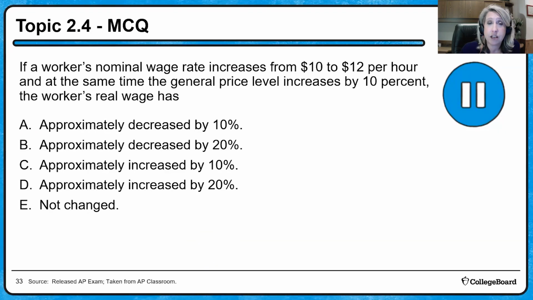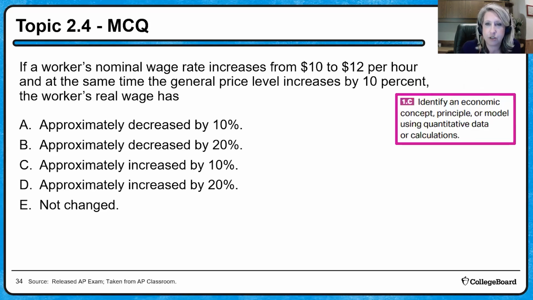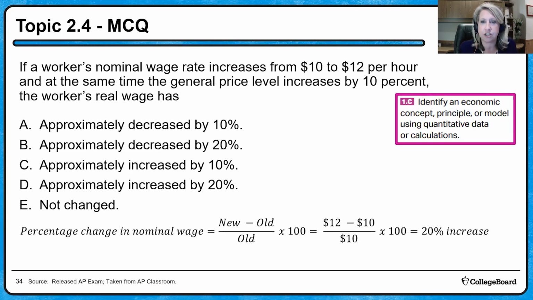Okay, so here is a question that's asking us about change in purchasing power. All right, how did you approach it? If the nominal wage rate increases from 10 to 12, did you use your rate of change formula to determine that the percentage change in nominal wage is a 20% increase?